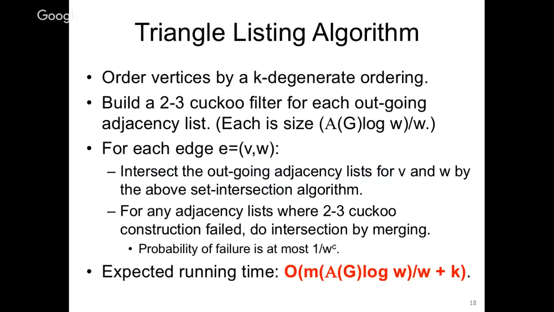And then our triangle listing algorithm is exactly like the high-level algorithm we talked about before. First, orient all the edges according to a K-degeneracy ordering, and then for every edge, use this set intersection algorithm to intersect the outgoing adjacency lists. And if you just add up the running times of all of those intersections, this is the bound that you get, which again improves the previous bound by a logarithmic factor.